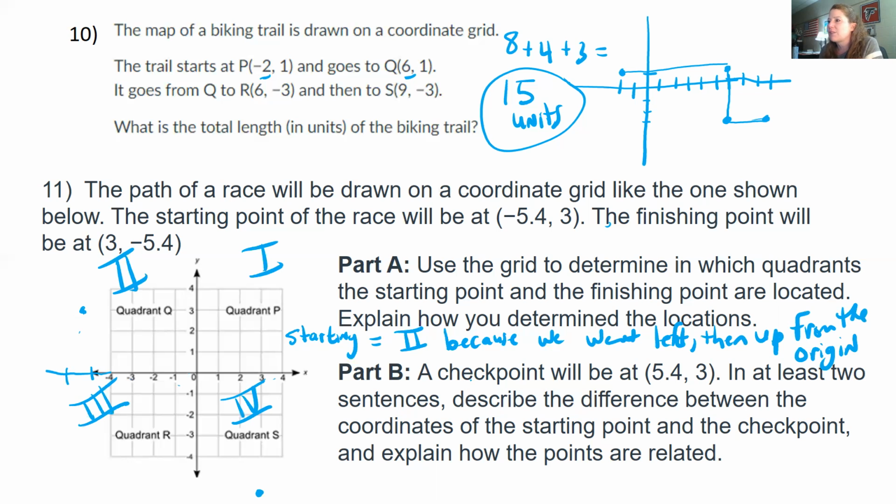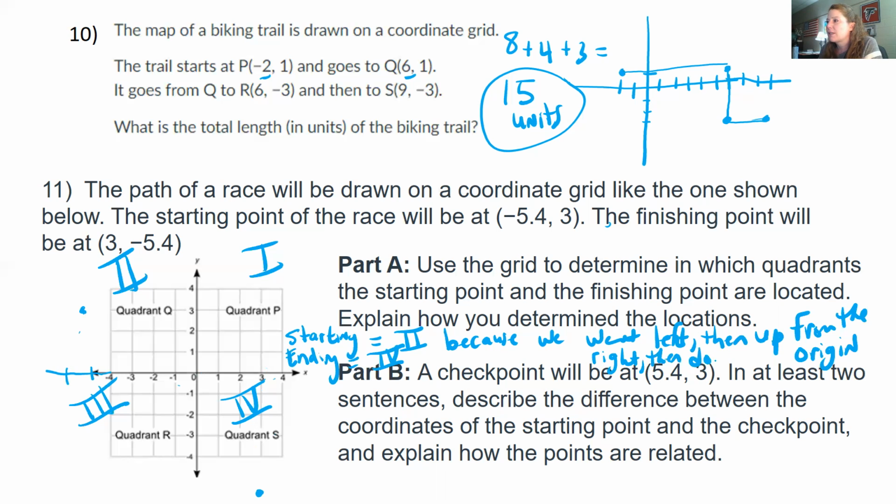So I would say, even though I don't have room here, the ending point was in quadrant 4. I'd say basically the same thing, because we went right and then down from the origin.